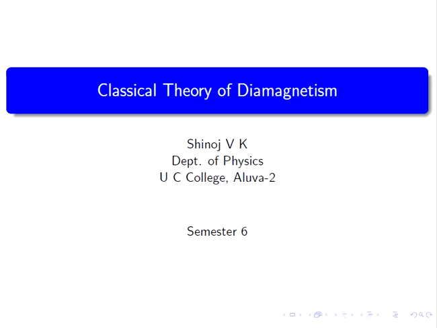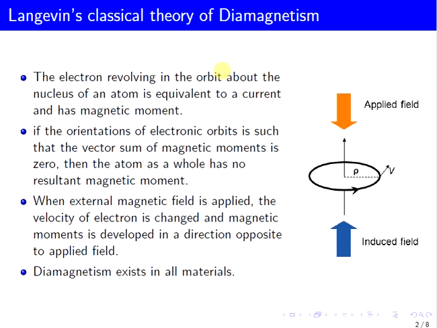Hello students, in the previous class we discussed different types of magnetisms and the basic terms involved in magnetism. Today we will discuss diamagnetism, and we will describe the classical theory of diamagnetism, which is also called Langevin's classical theory.